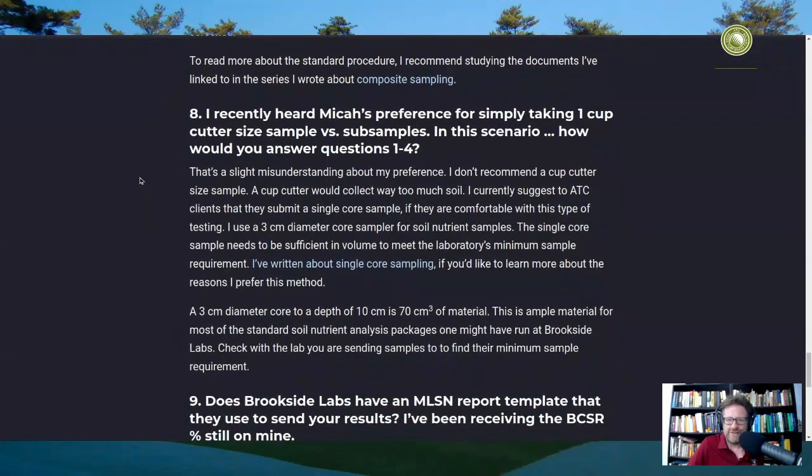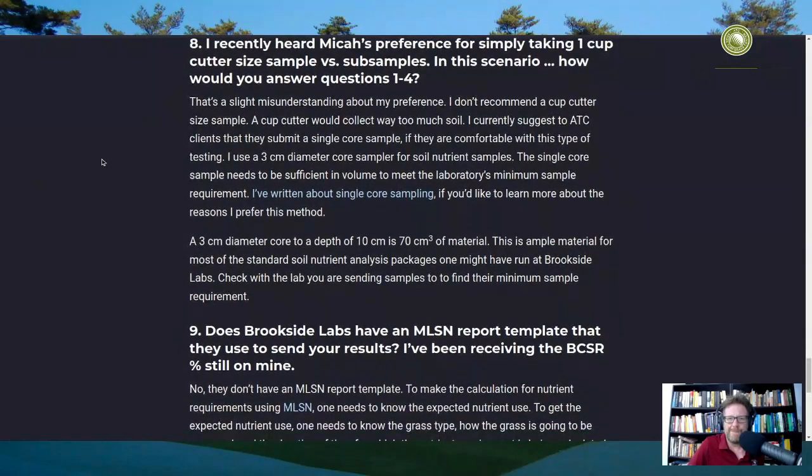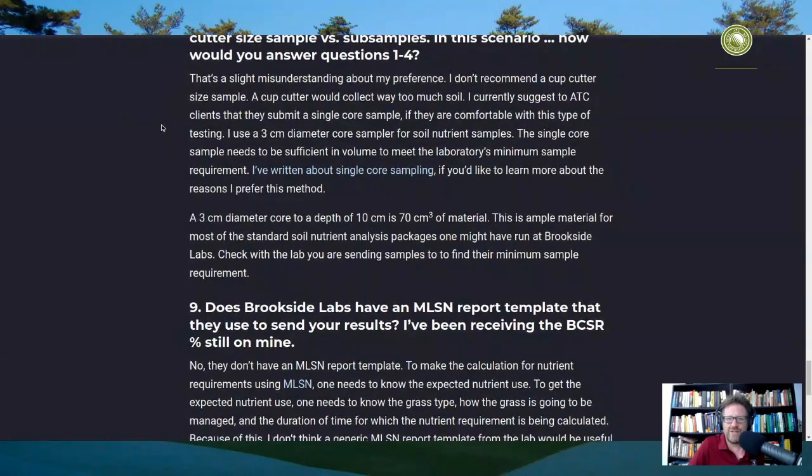Question number 8. I recently heard Micah's preference for simply taking one cup cutter size sample rather than taking subsamples. In this scenario, how would you answer questions 1 to 4? I think that's a slight misunderstanding. And I wrote that, I said that's a slight misunderstanding about my preference. I do not recommend a cup cutter size sample. A cup cutter would collect way too much soil.